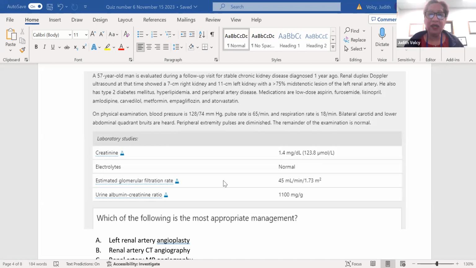But if you see uneven kidney size, then that should alert you to some type of renal artery stenosis causing lack of blood flow to one kidney.